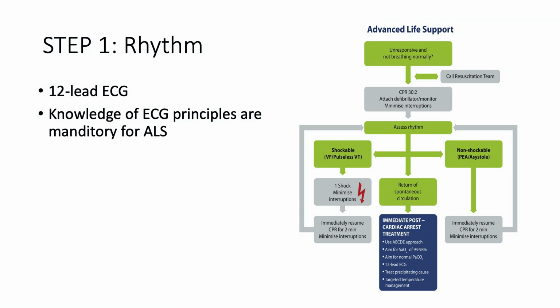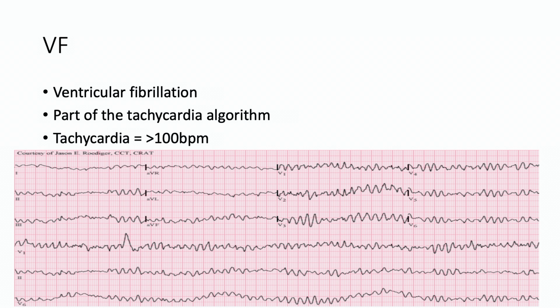seen. Step 1. Rhythm. To assess the patient's rhythm, a 12-lead electrocardiogram is needed. Also, knowledge of the electrocardiogram rhythm is mandatory for ALS. VF is an abnormal heart rhythm in which the ventricles of the heart quiver instead of pumping normally. It is due to disorganized electrical activity. VF results in cardiac arrest with loss of consciousness and no pulse. This is followed by death in the absence of treatment.